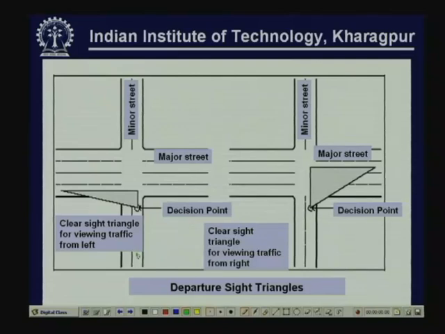But in this case also, say a driver or a vehicle is coming from the minor road, this is the minor road and this is the major road. So, when a vehicle from the minor road is trying to enter into this major road from a stopped position, then a vehicle may come from the left side. It is also possible that a vehicle may come from the right side. So, this is the required side triangle considering the traffic from the left, and this is the required side triangle considering the traffic from the right side. So, therefore, we are showing here the clear side triangle for viewing traffic from the left, and this one is the clear side triangle for viewing traffic from the right hand side.